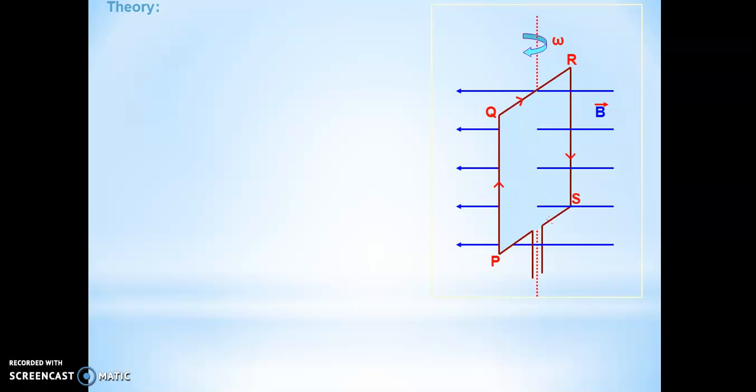We are having a magnetic field, originating from the North Pole going to the South Pole, and we are having a PQRS coil here, and this is the axis of rotation, which is rotating with the angular velocity omega. Current is shown to you in the diagram. Now we are having different angles. Suppose it is at some angle theta with the normal, that means the axis of rotation.